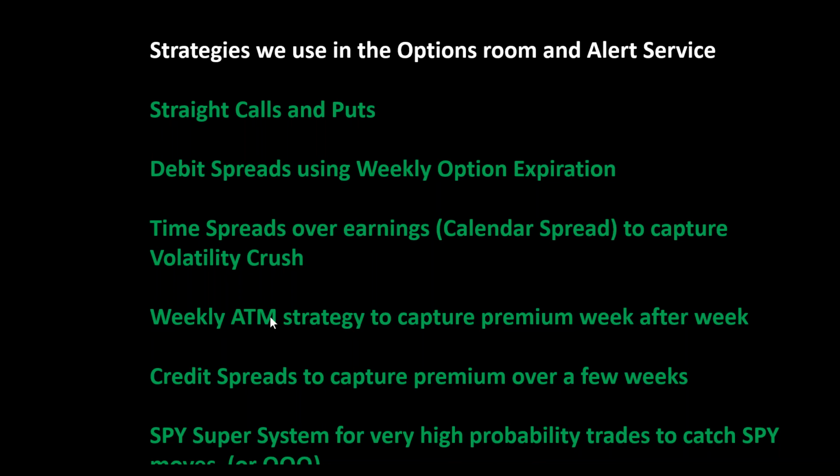Weekly ATM, weekly at the money, by selling this week's puts and holding on to a much further dated out long put. I use ATM because it's at the money. It's also kind of like an automatic teller machine. The thing produces a premium each week as you sell. We do credit spreads to capture premium over a few weeks, and the SPY super system.